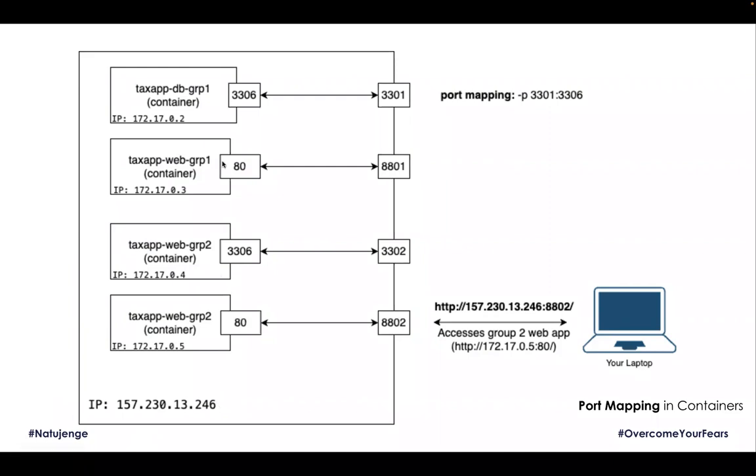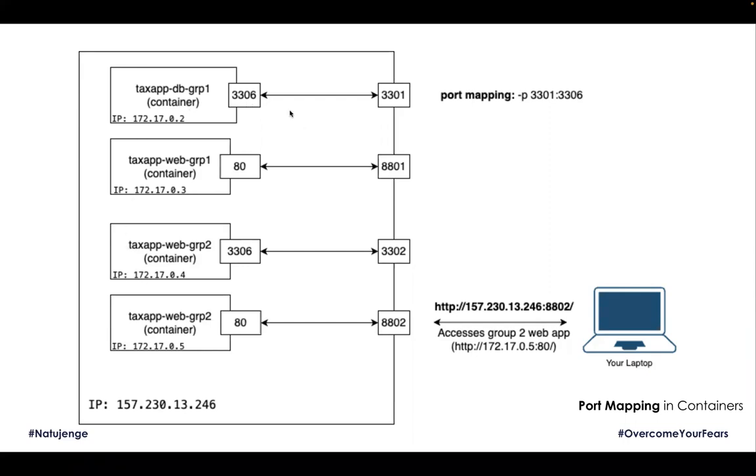And I'm running 4 containers. The first container is a MySQL container that exposes port 3306 and has an IP 172.17.0.2. And this one is .3. This DB belongs to group 1, and this web app belongs to group 1. The web app runs on Nginx or Apache and exposes port 80. The DB runs on MySQL and exposes 3306.